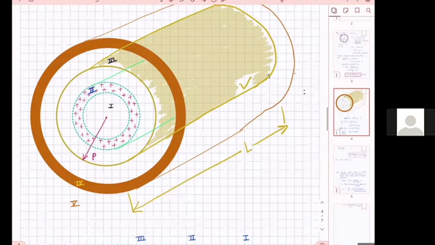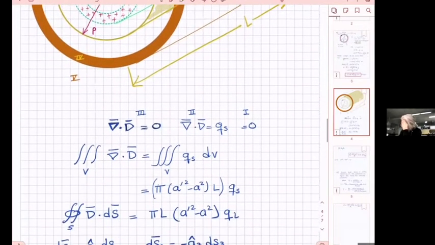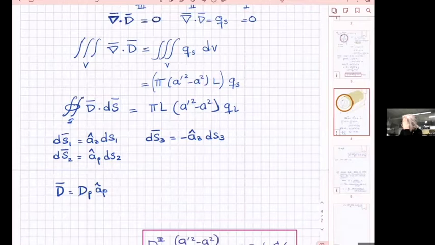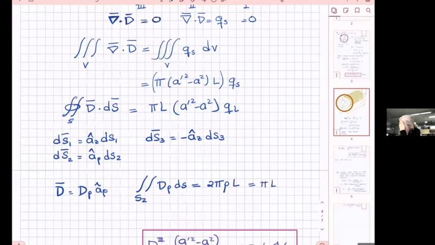Okay. So here, if we do the side surface integral, on the side surface, 2 d rho ds, this is going to be 2 pi rho L, which is going to be equal to pi L (a prime square minus a square) q sub q.